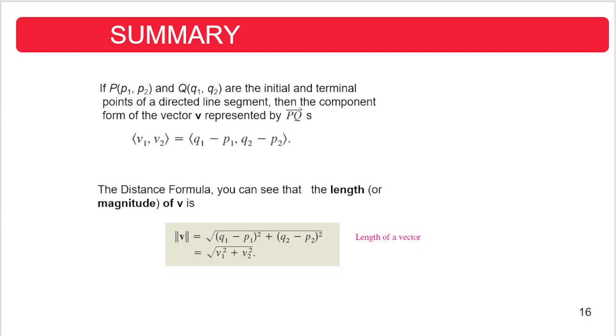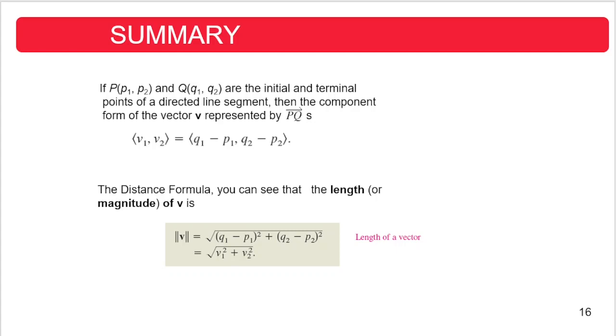Suppose we are given the initial point P and the terminal point Q of the vector from P to Q. The component form of this vector from P to Q is obtained by subtracting their corresponding coordinates. So you have q1 minus p1, comma, and then q2 minus p2. These are the components of the vector with initial point at P and terminal point at Q.